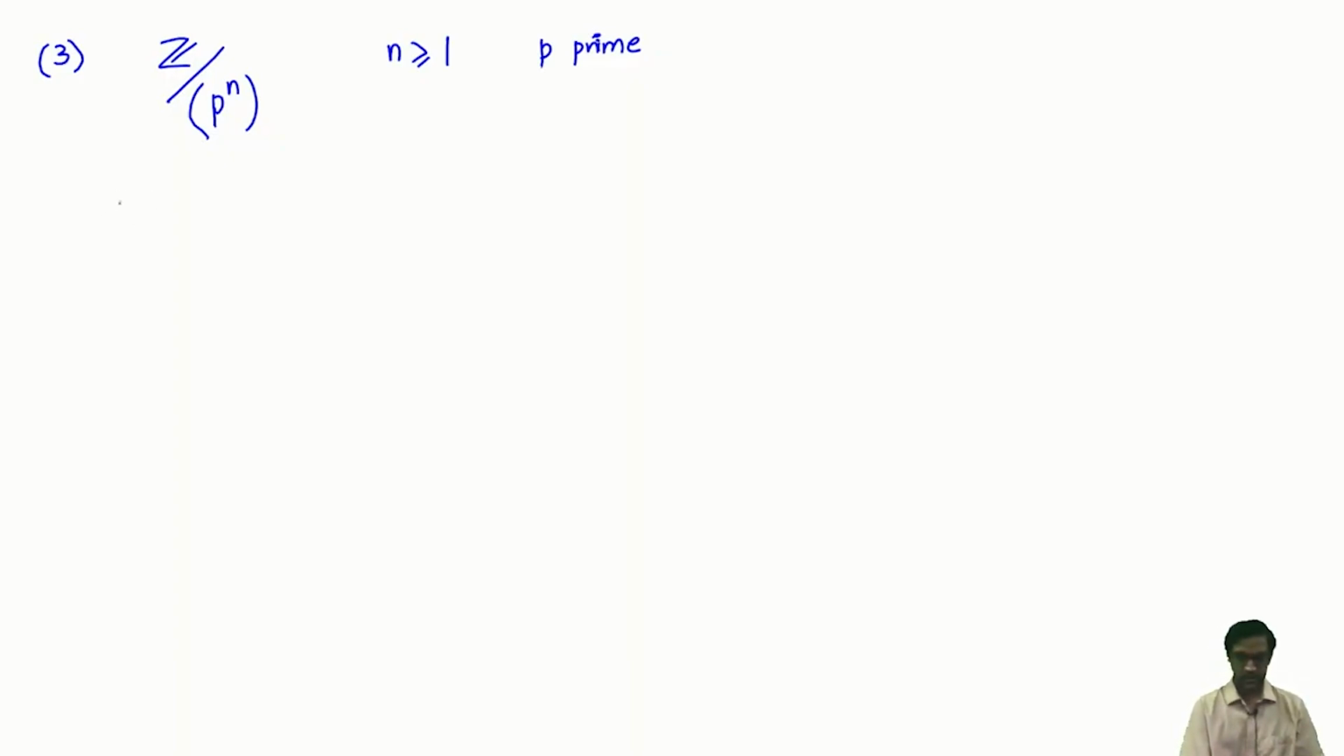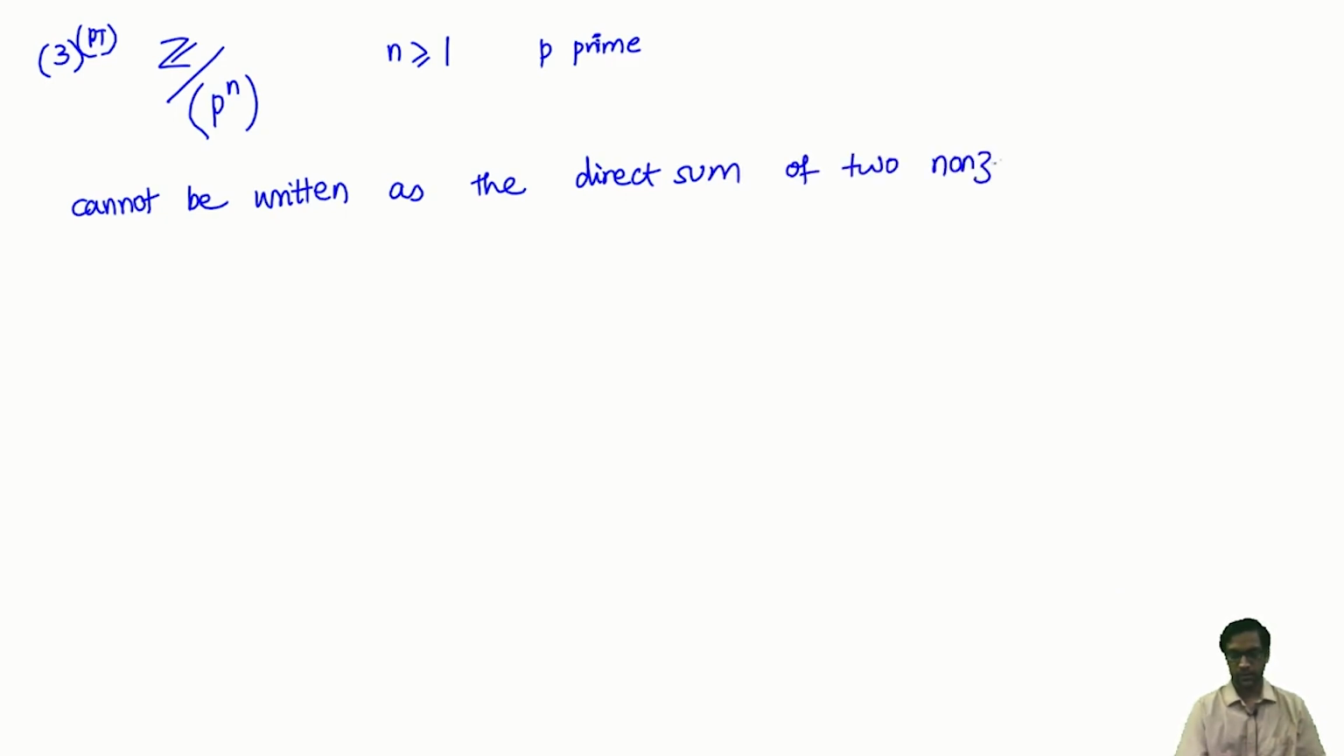Okay, the claim is to prove that Z mod p to the n cannot be written as the direct sum, the internal direct sum if you wish, of two non-zero submodules. Everything here is a module over Z, so two non-zero Z submodules. In some sense it says you cannot split it into the direct sum of two submodules, both non-zero. So let's prove this.